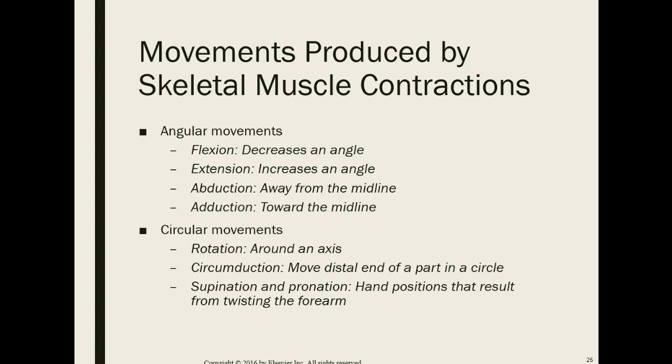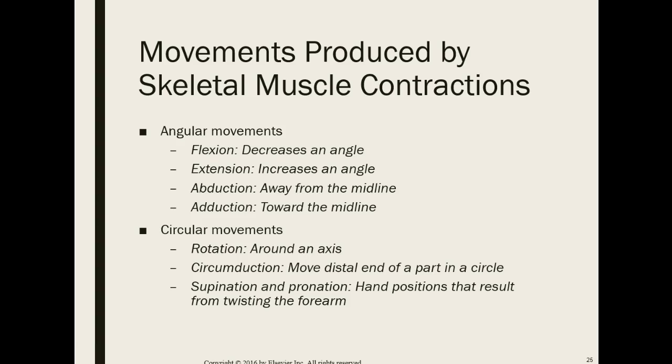So now we'll talk about the specific movements that are produced by the skeletal muscle contractions. So angular movements, we have flexion and extension. Flexion is going to decrease in angle. Flexion is commonly described as bending, and then extension is going to increase in angle, so extending the joint out. Abduction is moving away from the midline of the body, while adduction is moving towards the midline, or adding to the body. Circular movements are rotation, which is around an axis, circumduction, which is moving the distal end of a part in a circle.